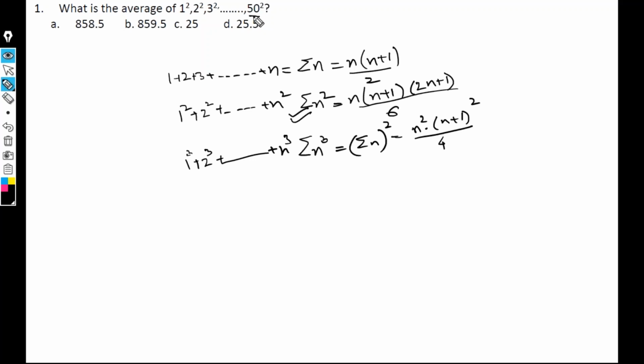So in this case, we have to apply the second formula. The value of n in this case is 50. So it is 50 into 51 into 101 divided by 6. This is the sum. In order to get the average, you have to divide it by the number of numbers, which is 50. 50 gets cancelled out. So this is 5151 divided by 6. On simplification, the answer comes out to be option A. Is it clear, everyone?